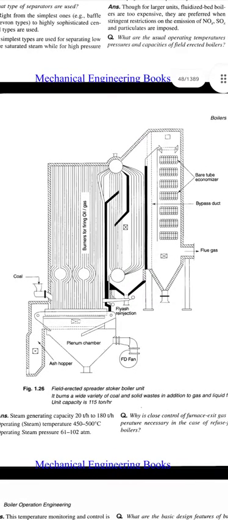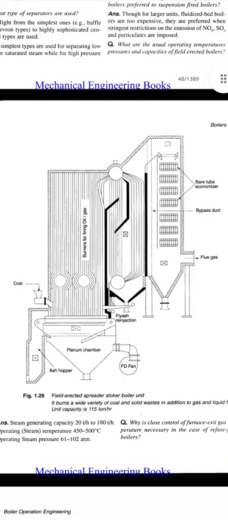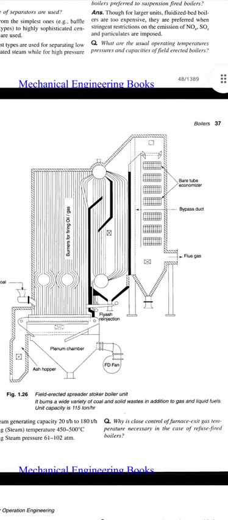Here we can see the plenum chamber at the bottom of the diagram, and the FD fan is also there, and the ash hopper is also there. Coal is fed to the left side bottom of the boiler, and here are the burners for firing oil or gas. This is the burner, and the flue gas is going to the right side of the boiler. Fly ash re-injection is also available in the middle of the boiler, and the flue gas goes through the bare tube economizer and bypass duct, and after that the flue gas goes to the right side bottom of the boiler. Bypass duct is also available.